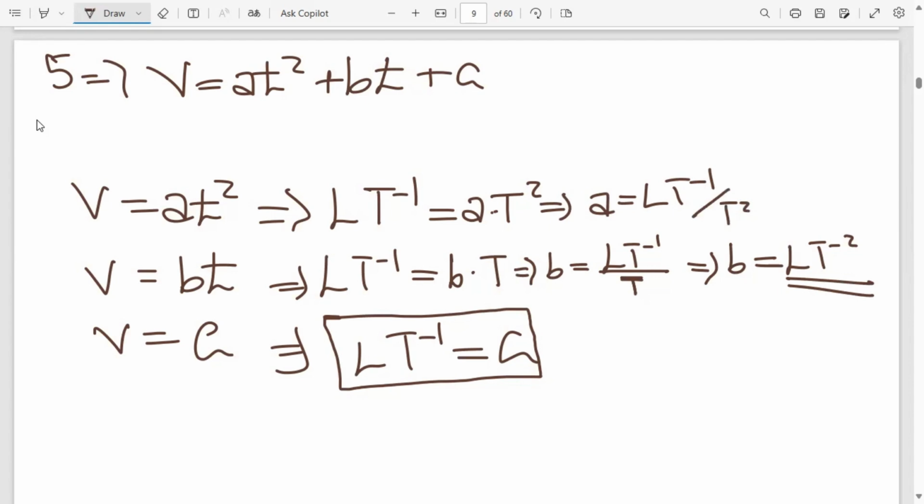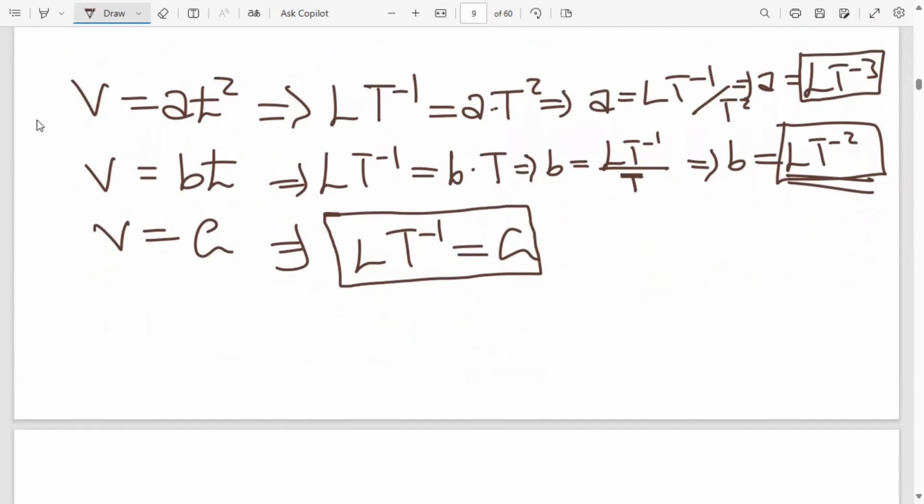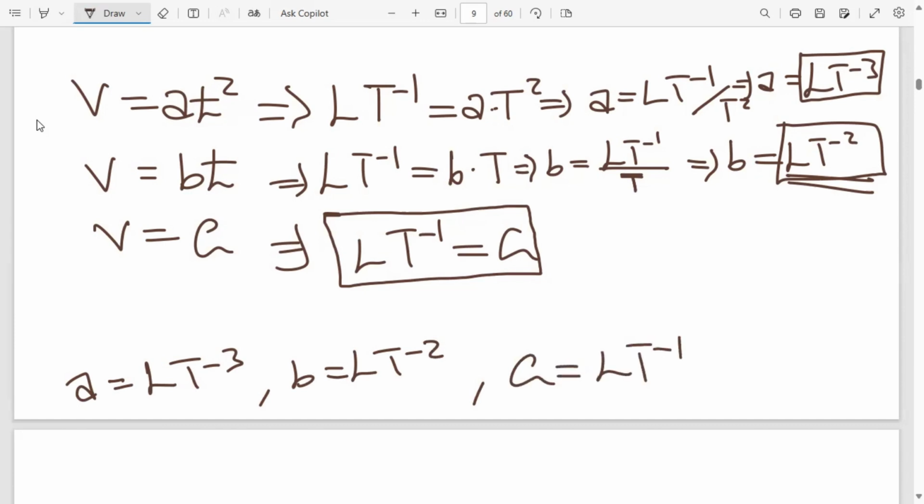So what are we going to have? We're going to have A being equal to LT to the power minus 3, something like this. So let me write them down here clearly. The dimensions for A, it's LT to the power minus 3. The dimensions for B, this is LT to the power minus 2. And the dimensions for C, that is LT to the power minus 1, like that. Hence, we've shown the dimensions for A, B, and C.